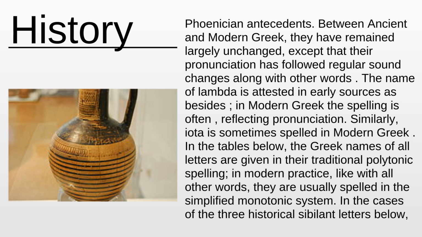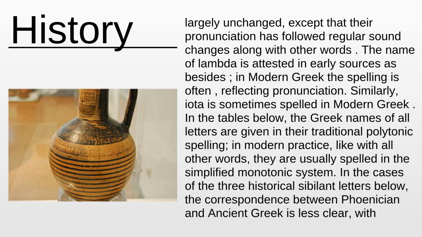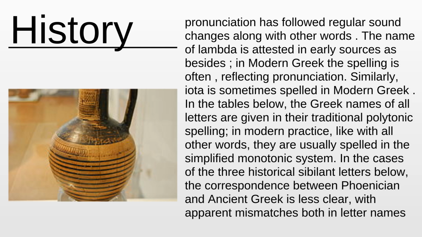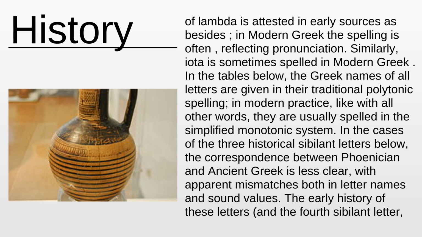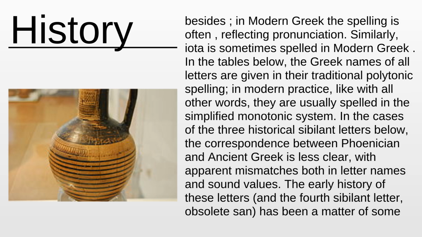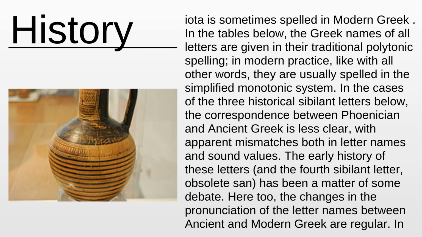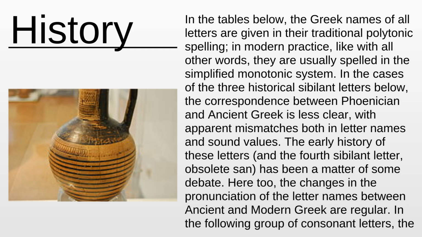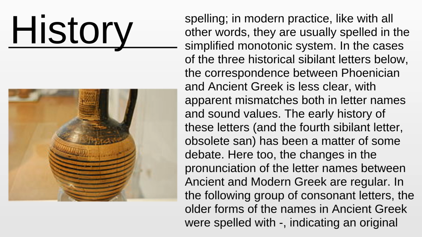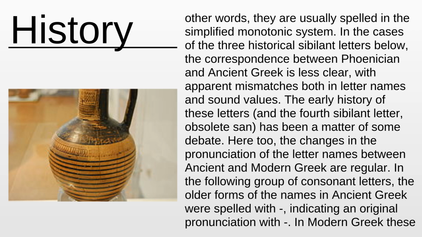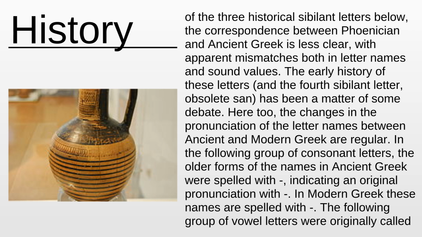The Greek names of the following letters are more or less straightforward continuations of their Phoenician antecedents. Between ancient and modern Greek, they have remained largely unchanged, except that their pronunciation has followed regular sound changes along with other words. The name of lambda is attested in early sources as lab(d)a besides lambda. In modern Greek, the spelling is often different, reflecting pronunciation. Similarly, iota is sometimes spelled differently in modern Greek. In the tables below, the Greek names of all letters are given in their traditional polytonic spelling. In modern practice, like with all other words, they are usually spelled in the simplified monotonic system.